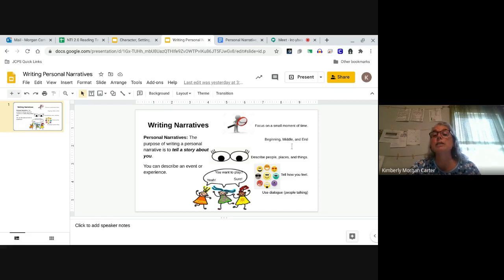Remember that stories always have a beginning, a middle, and an end. So your personal narrative has to do the same thing. It has to have a beginning, a middle, and an end. You describe people, places, and things.